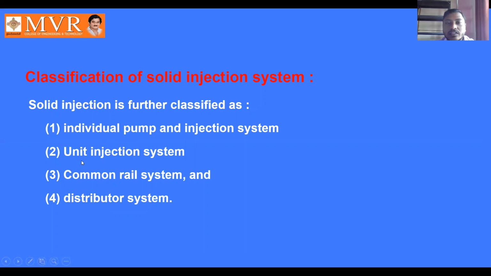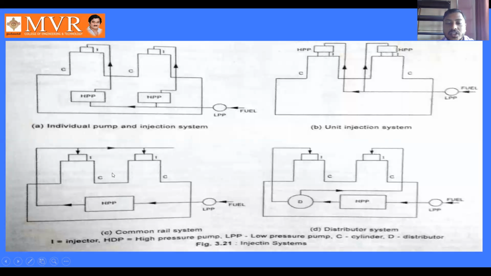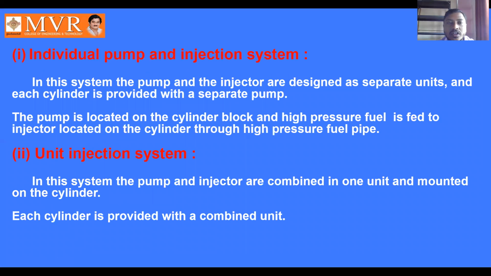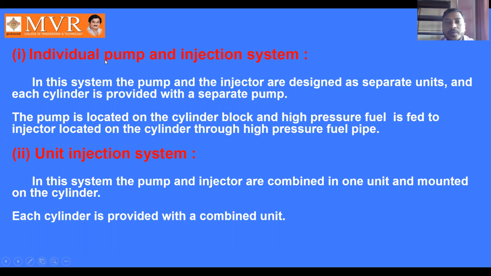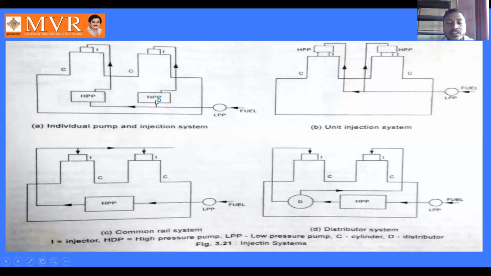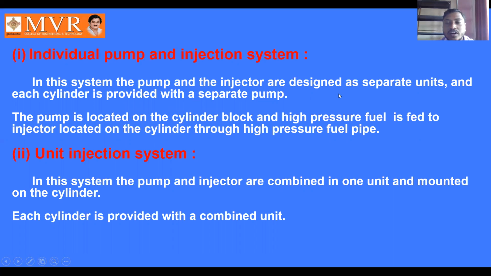This is about the classifications of the solid injection system, which we can observe here in these diagrams. Coming one by one, I have written some points about the individual pump and injection system. In this system, the pump and injector are designed as separate units, and each cylinder is provided with a separate pump, which we can observe in the diagrams.